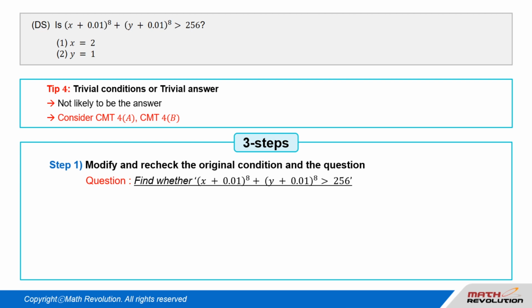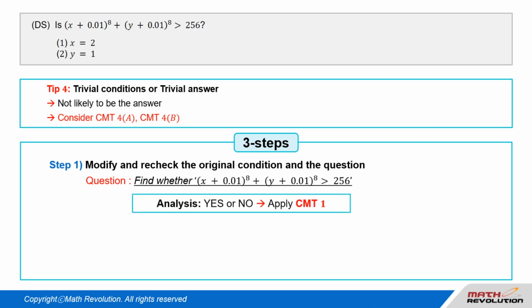We have to find out whether (x + 0.01)^8 + (y + 0.01)^8 is greater than 256. The answer to this question will be in terms of a unique value of yes or no, and therefore we apply CMT1 to this question. C is not the answer to this question because it is too easy.